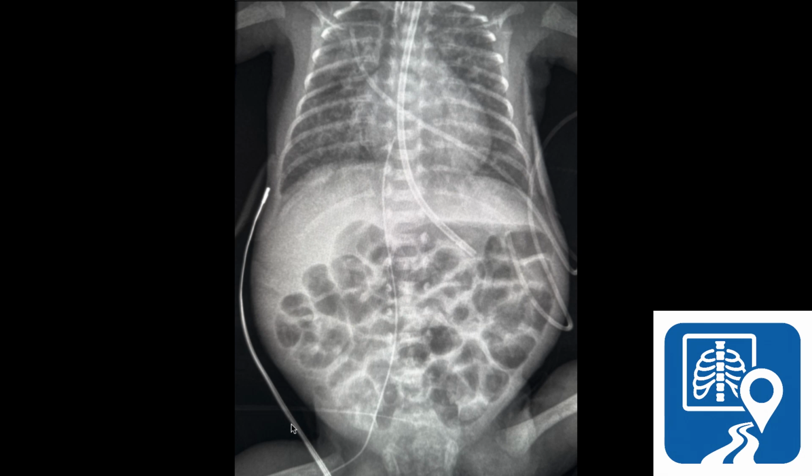lines and tubes. So, first, just starting, we can't see if it is an OG or NG tube, but we see an enteric tube coming down the midline, passing the diaphragm and into the stomach here. And next, what you'll see a lot of in these patients, especially with premature patients, is what they call an umbilical vein catheter. And that's this line here.